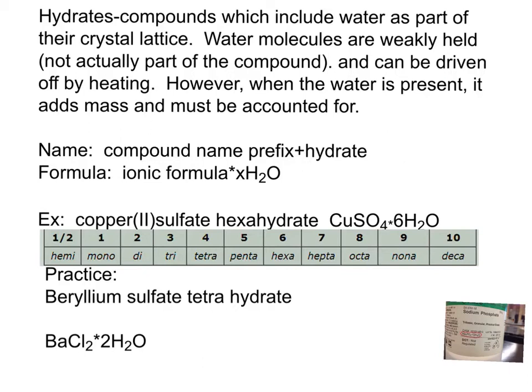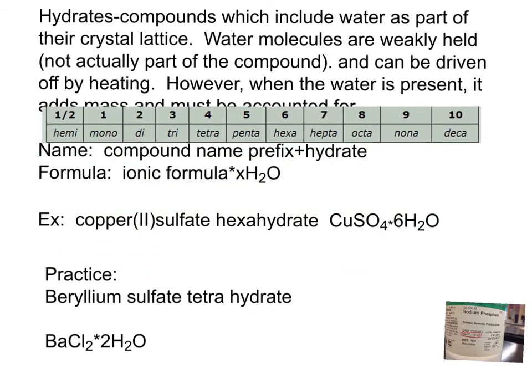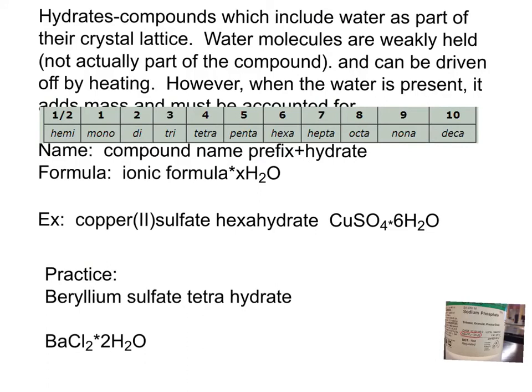So, for example, there's a compound which is called copper 2 sulfate that absorbs water into its crystal structure, and for every formula unit of copper 2 sulfate, it absorbs 6 waters. So we're going to say its name as copper 2 sulfate hexahydrate. We're just adding the hexahydrate at the end. The hexa tells us 6, the hydrate tells us there's 6 water molecules associated with a formula unit of copper 2 sulfate. In written form, it would look like this: CuSO4, that's copper 2 sulfate, dot 6H2O.